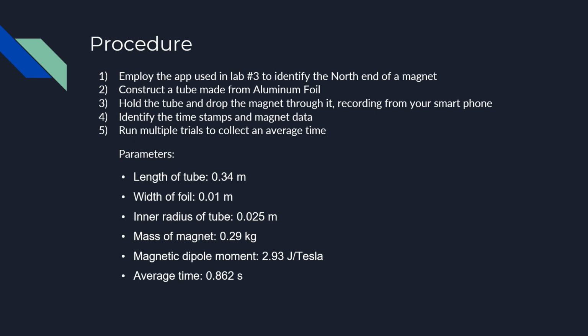Number 4 was to identify the timestamps and magnet data, and number 5 was to run multiple trials to collect an average time. As you can see, I've listed my parameters below, the most important being an average time of 0.862 seconds, and my magnet had a magnetic dipole moment of 2.93 joules per Tesla, as I identified in Lab 3.